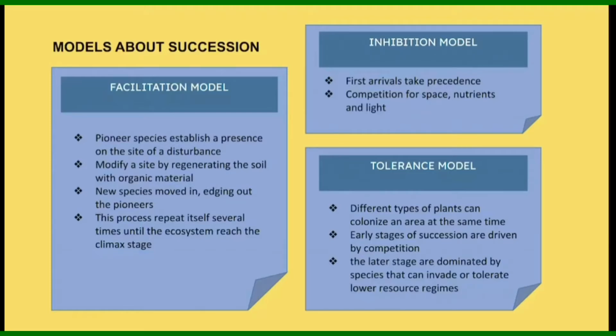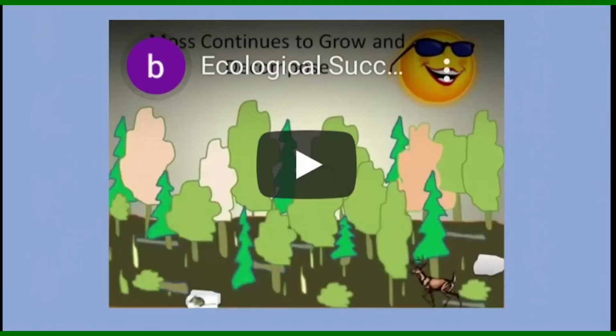Lastly is the tolerance model. Based on the name itself, tolerance, different types of plants can colonize an area at the same time and tolerate each other to grow. Early stages of succession are driven by competition, but the later stages are dominated by species that can invade or tolerate lower resource regimes. Species in the tolerance model neither facilitate nor inhibit, but they simply get there at different times due to differences in life history. So here, let's watch this video.